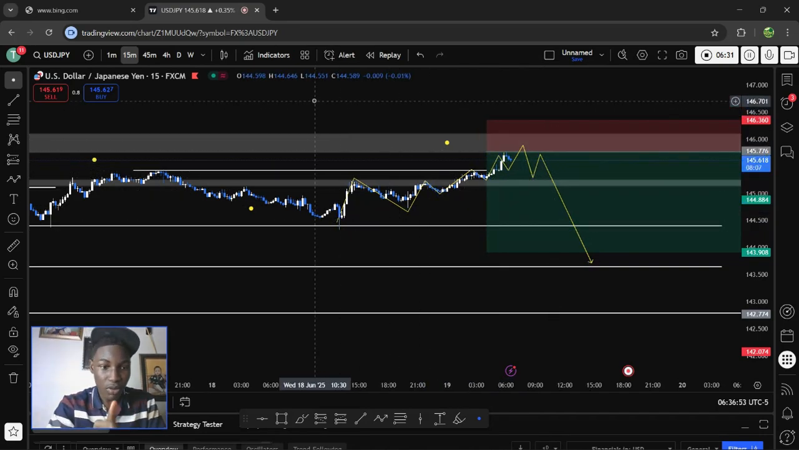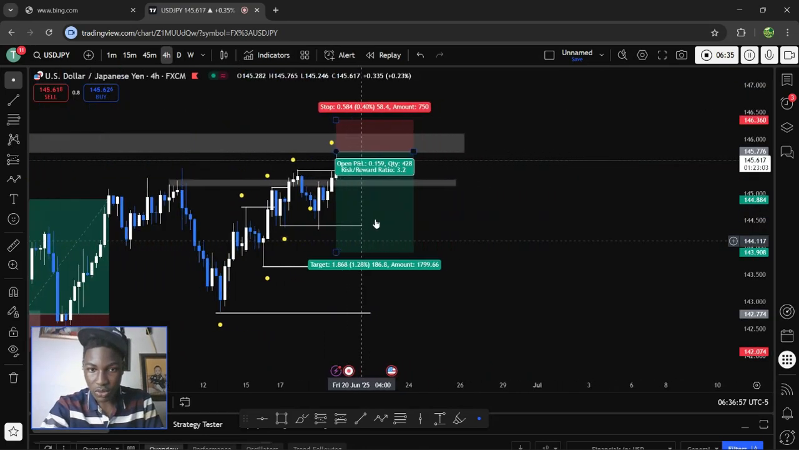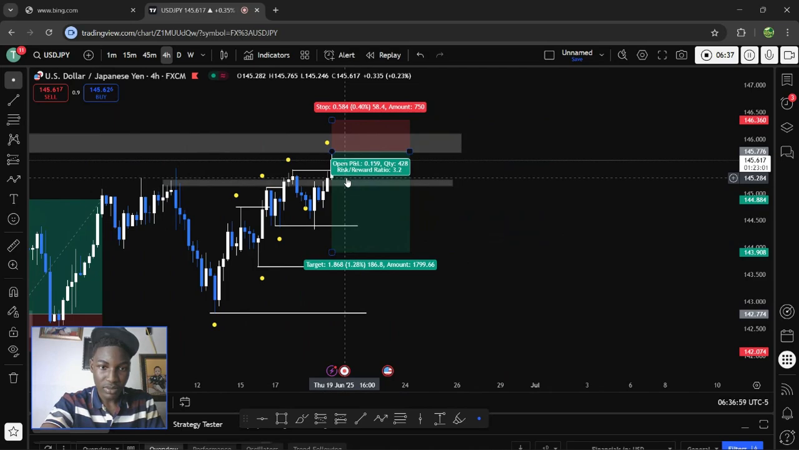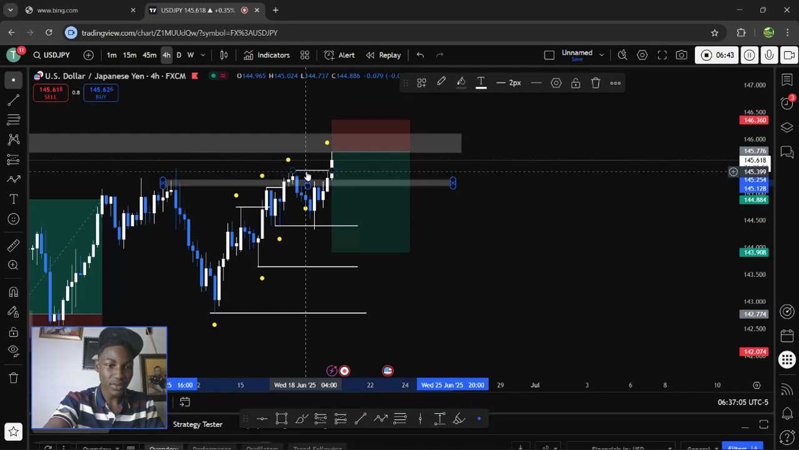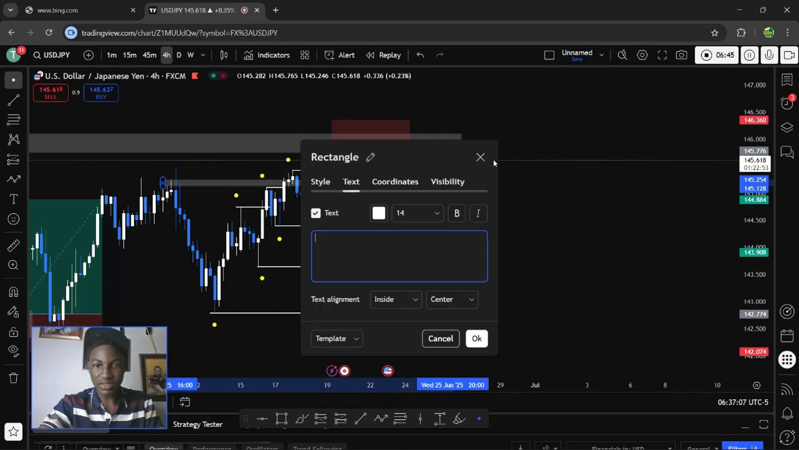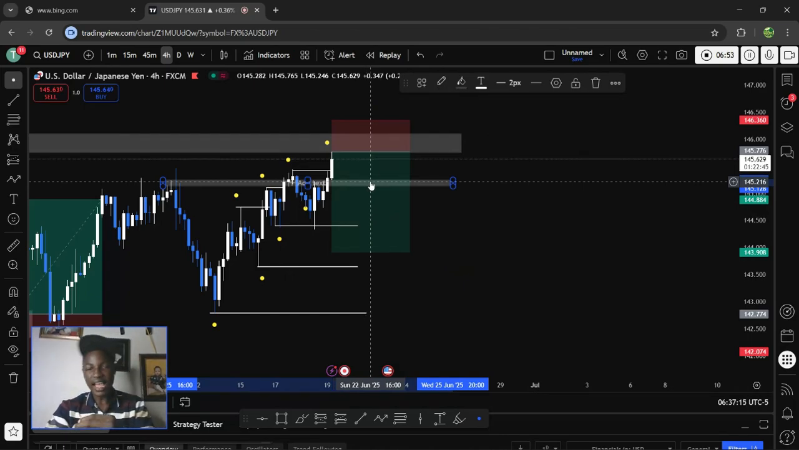But let me just show you something. Going back to the 4 hour, where is this lower high? It's actually where the previous higher high formed. So it's very possible that we could see price reach here and become the pullback and then go back up.